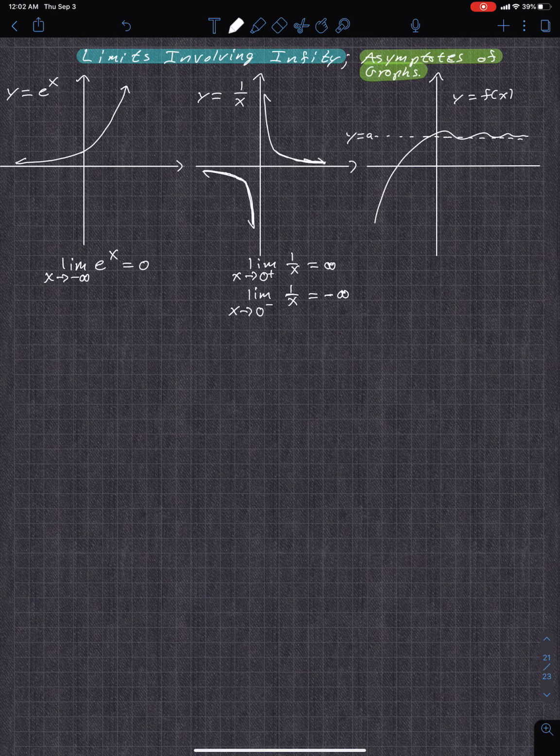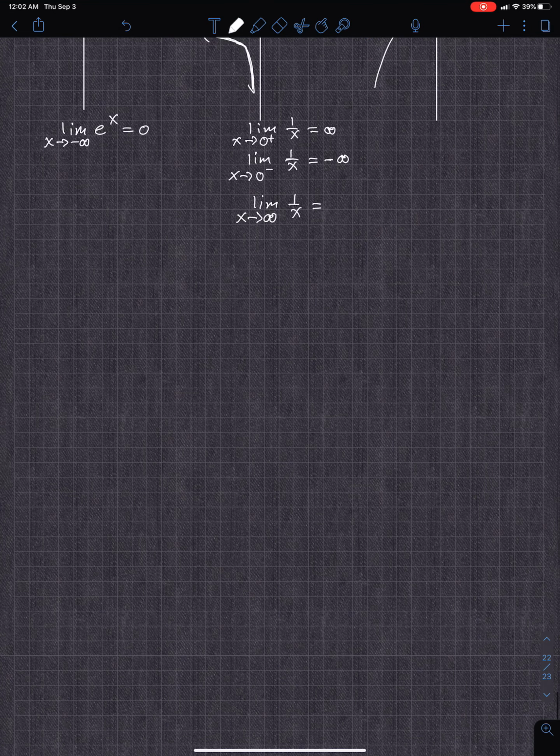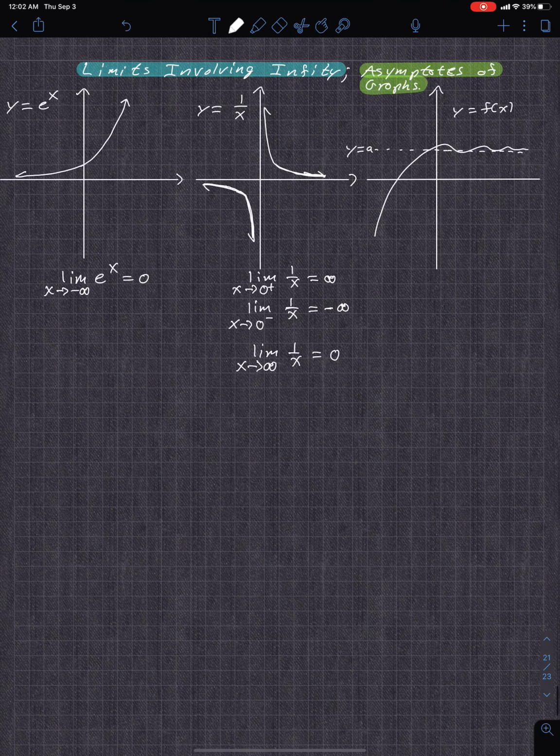Okay, and what else can we say in this one? We can say the limit of 1 over x as x approaches infinity equals what? So you're going this way. What's the function doing? It's going to 0. We can also say the limit of 1 over x as x approaches negative infinity. What does that equal? So now you're going this direction. The function is approaching 0 again. So this one has horizontal and vertical asymptotes.